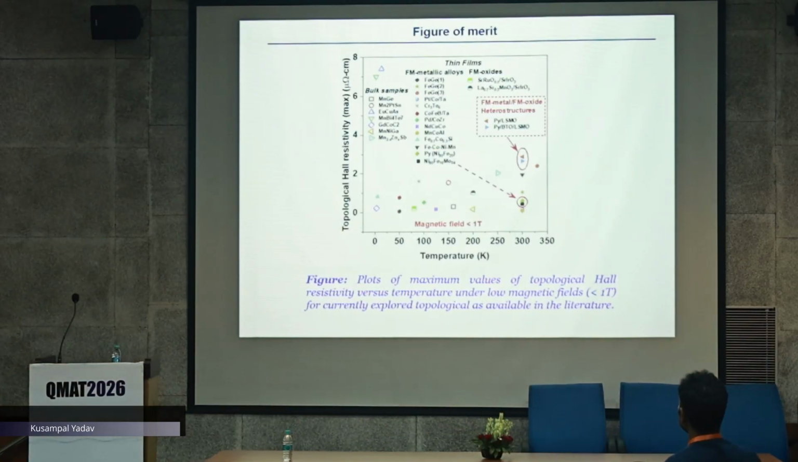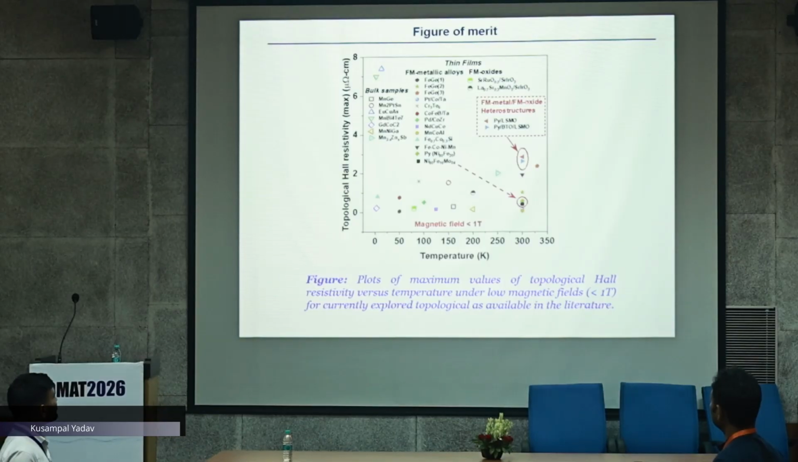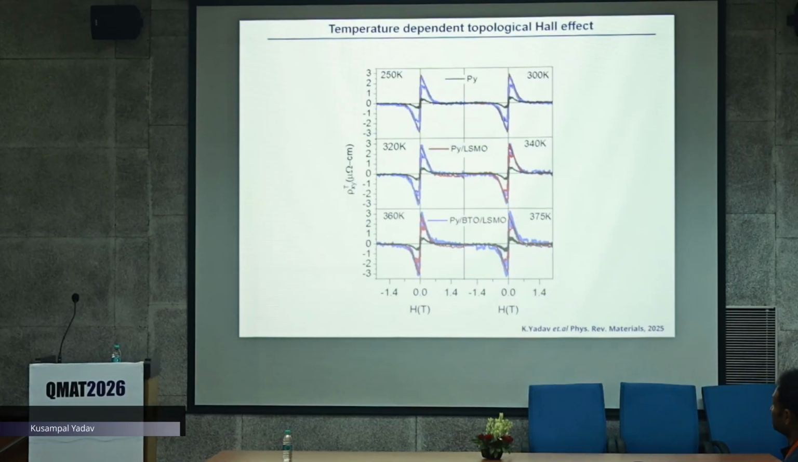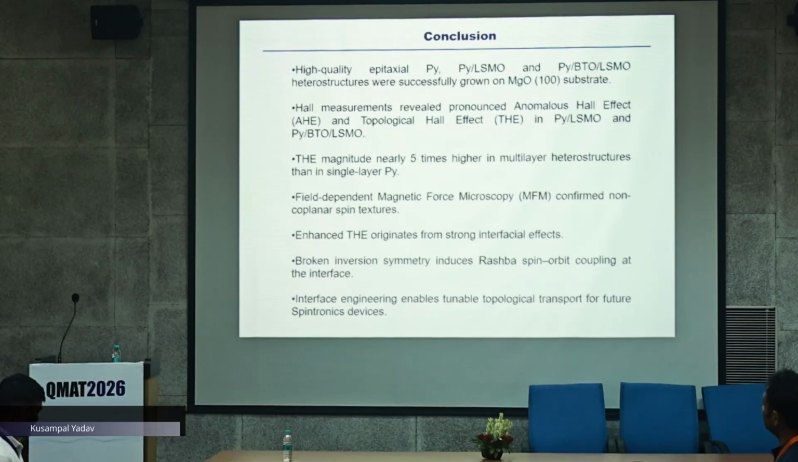And the main point is that we have obtained this effect at room temperature and at a very small field, which makes it a good system that can be used for spintronic devices. And also we have studied the temperature dependent Hall resistivity at all higher temperatures also. So finally I will conclude that we have obtained the large anomalous and topological Hall effect in heterostructures using the Rashba type of spin orbit coupling, and this system can be used for future spintronic devices.